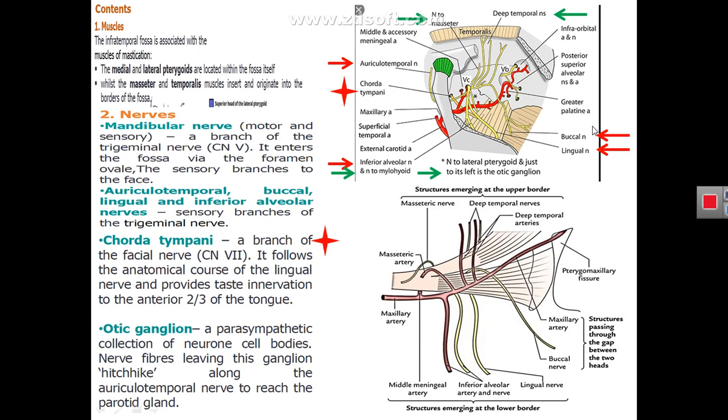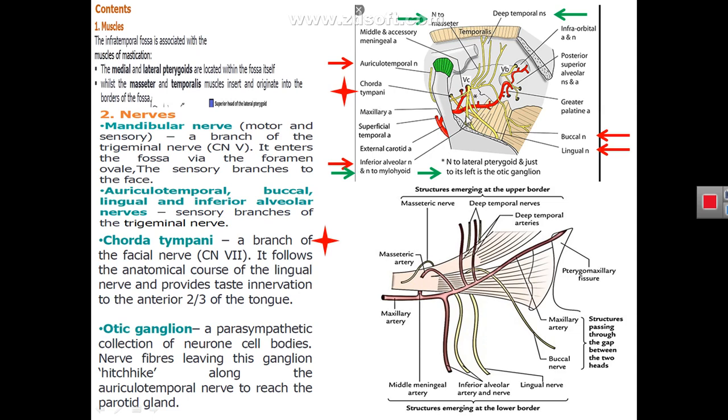Here I'm trying to represent the motor branches with a green arrow. They include the deep temporal nerve supplying the temporalis muscle, nerve to masseter muscle, nerve to mylohyoid, and nerve to lateral pterygoid and medial pterygoid muscles. So the mandibular nerve supplies the muscles of mastication in addition to the mylohyoid muscle. In addition to these motor branches, the red arrow shows the sensory branches of the mandibular nerve, which are the auriculotemporal nerve supplying the side of the face and the scalp, and also the inferior alveolar nerve, which we just saw below the lateral pterygoid.